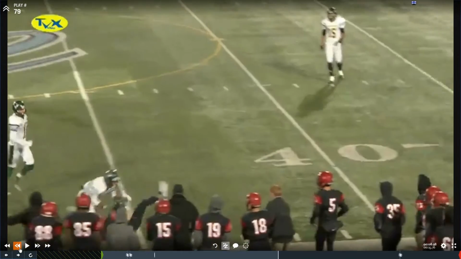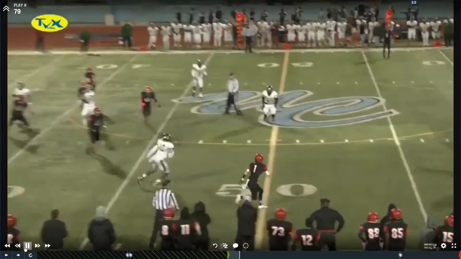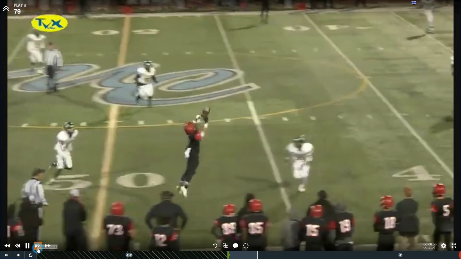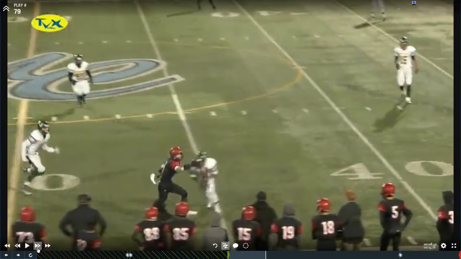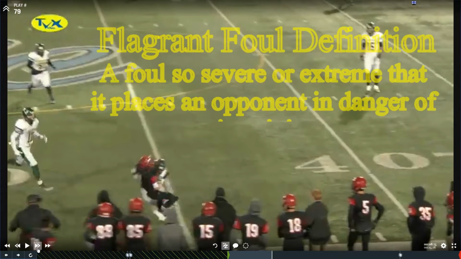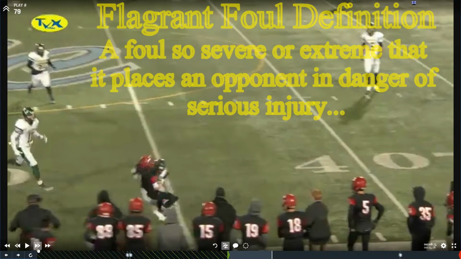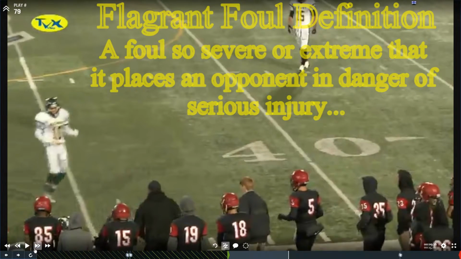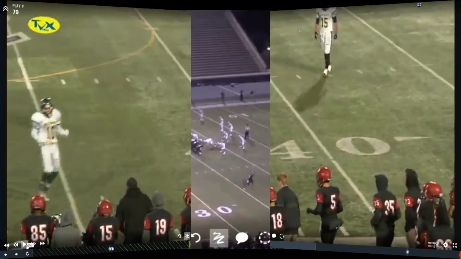On the replay, we can see that the receiver is in a very vulnerable position. His concentration is on the ball, and he is therefore, by definition, a defenseless receiver. We can also see the defender is observing the receiver's position. He is lining the receiver up for this hit. He dips, he thrusts upward with the crown of his helmet into the chin of the receiver and delivers the blow. This was ruled a flagrant foul, the player was ejected, and the ejection was upheld.